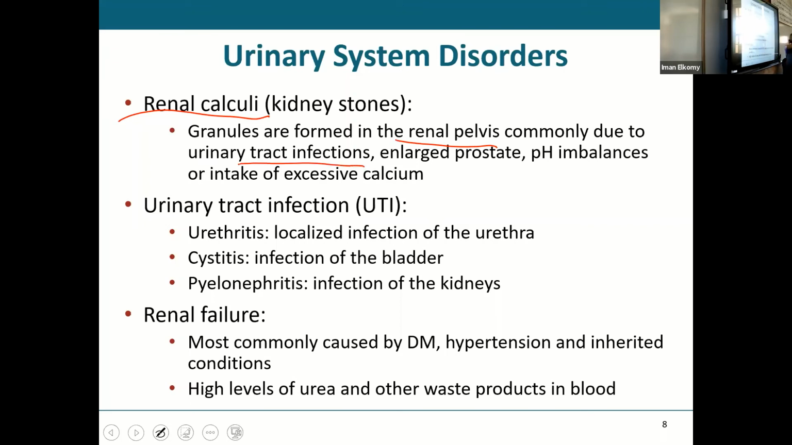infections. Again, if you have an infection, you have inflammation, you may have some pus, you have places where urine can, rather than flow freely, may be stagnant or may be stuck. You could have an enlarged prostate, again, blocking the opening to the urethra, causing stagnation. There could be pH imbalances, which will cause those minerals to granulize. Or there could be an excessive calcium in diet, more than you need. So you're trying to excrete a lot of calcium.